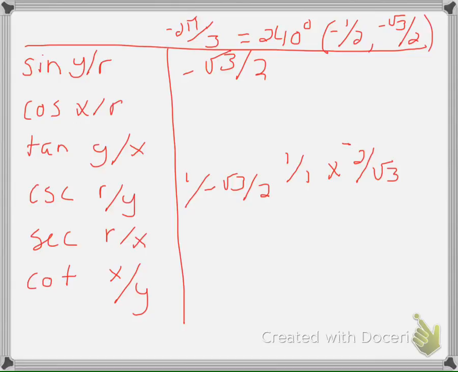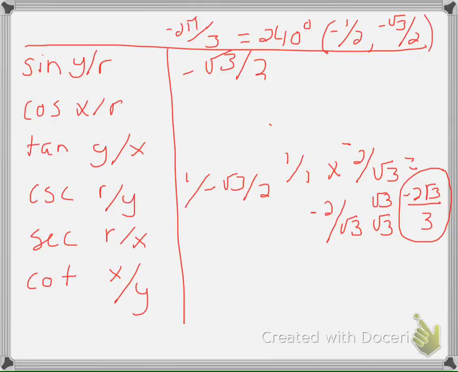And so this is going to give me negative 2 square root 3. I'm not allowed to leave it that way. This is going to give me negative 2 square root 3 over 3, and there's nothing I can do to simplify this. So the answer on my paper is that the cosecant of 240 degrees, or the cosecant of negative 2 pi over 3, is equal to negative 2 times the square root of 3 over 3.